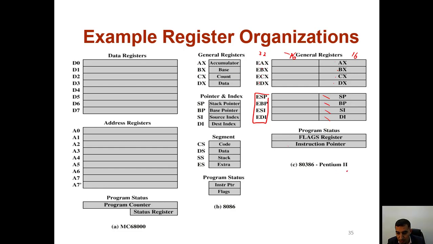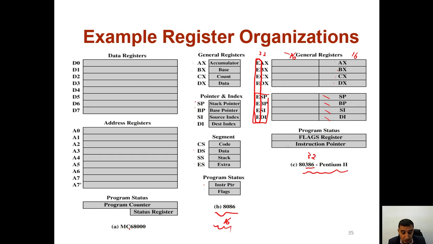This is for the Pentium 2, which is the 386, which is 32 bits. The 8086 is 16 bits. As you can see here, we have AX, BX, CX, DX, stack pointer, base pointer, source index, destination index, code segment, data segment, stack segment, extra segment, instruction pointer, and flag register. All of these are 16 bits. When you go to the Pentium, you end up with 32 bits, and you will have the extended versions of these registers.